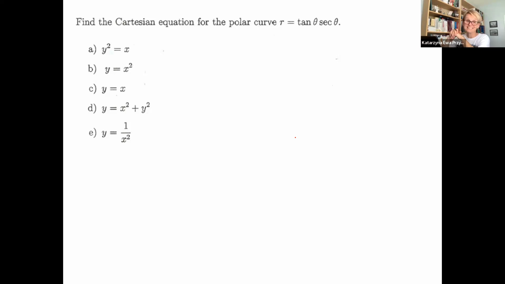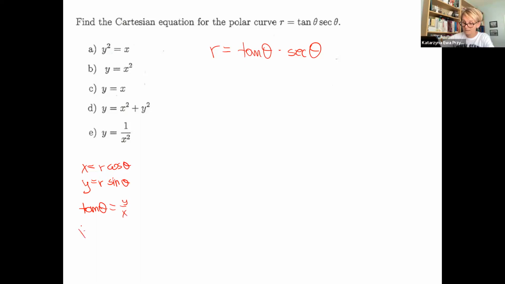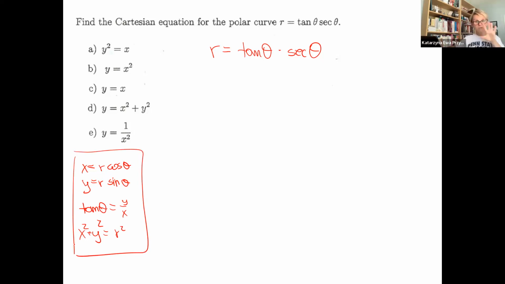Okay, which Cartesian equation, A, B, C, D, or E represents this one? We have to convert r, tangent theta, secant theta. We have to remove all of the r's, all of the thetas, and have x and y. We remember 4 equations will help us. x equals r cosine theta. y is r sine theta. Tangent theta is y over x, and x squared plus y squared equals r squared. On the test, I recommend to write them down. Then you can see. Okay, I will keep r for a second. Tangent theta, how can we replace tangent theta?